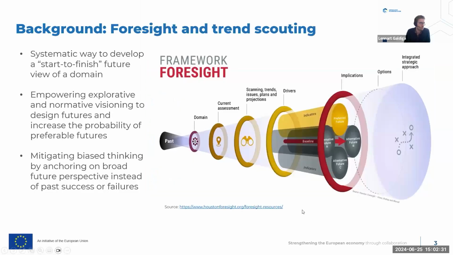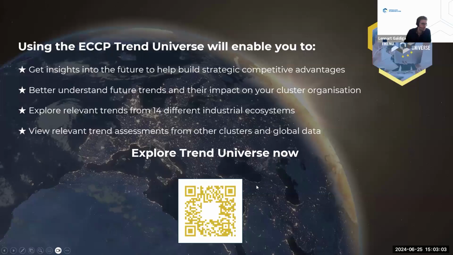So without further ado, just a brief background. What is this tool about? It's essentially about foresighting. And in case you're not too familiar with foresighting, it's an approach that involves strategic planning to anticipate and prepare for future challenges, but also opportunities. And thereby, it involves the systematic exploration and prediction of possible futures to inform the decision making of today. And as such, the Trend Universe should really help you with this.